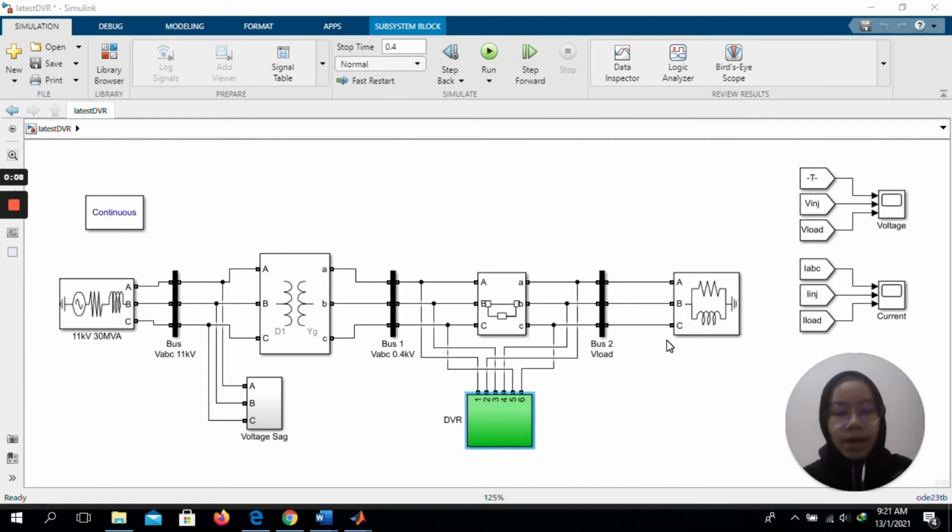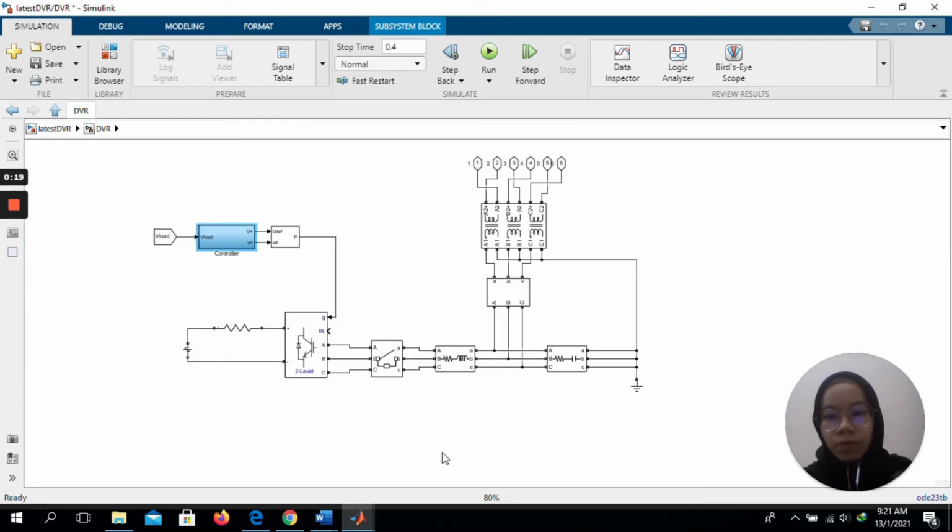For my part, I will explain the subsystem of the DVR that we use to mitigate the voltage sag. In this DVR, we have built the circuit. The voltage sag we enter here goes to the controller. This controller is able to detect the voltage sag that occurs in the system, calculate the compensating voltage, generate trigger pulses for the PWM inverter, and also stop the triggering pulses when the occurrence has passed.